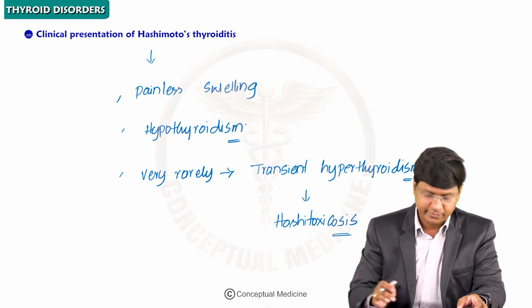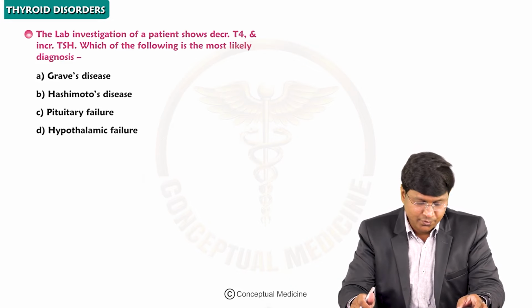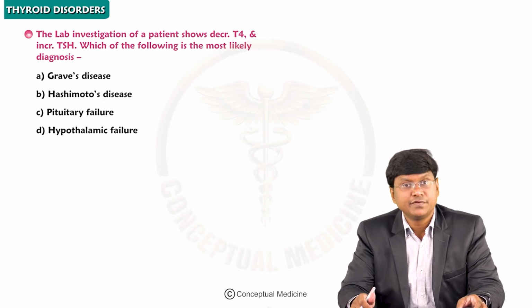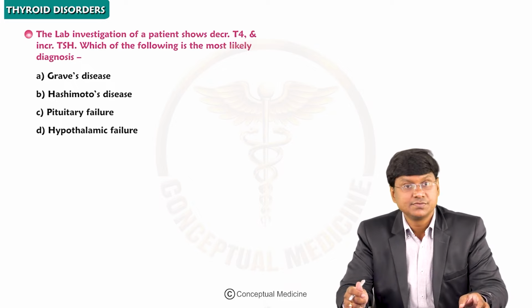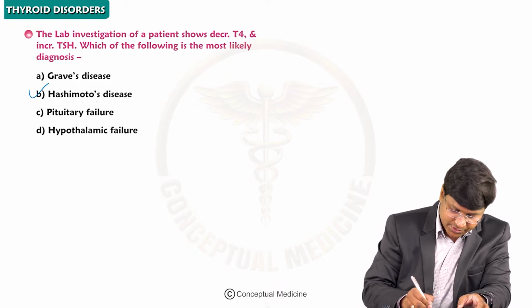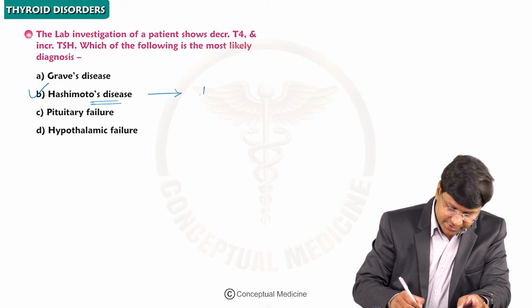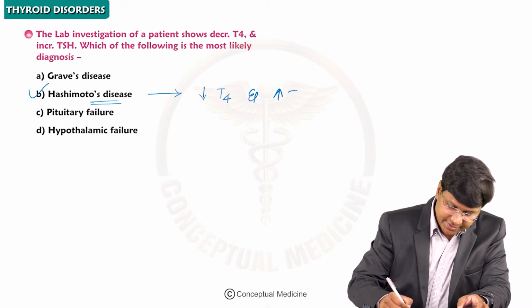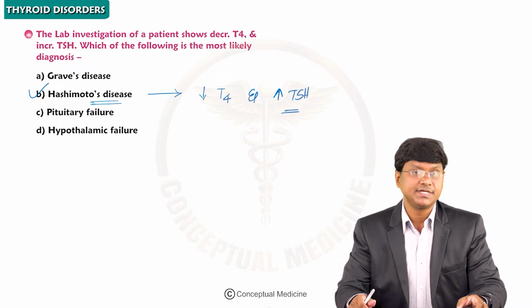I'll show you one more question. Laboratory investigation of a patient shows decreased T4 and increased TSH. Which of the following is the most likely diagnosis? Graves' disease, Hashimoto's disease, pituitary failure, hypothalamic failure. The answer is Hashimoto's disease. In Hashimoto's, there is decreased T4 and increased TSH.